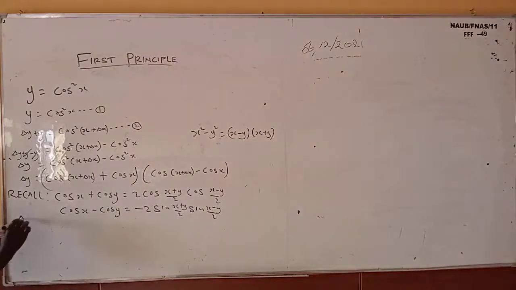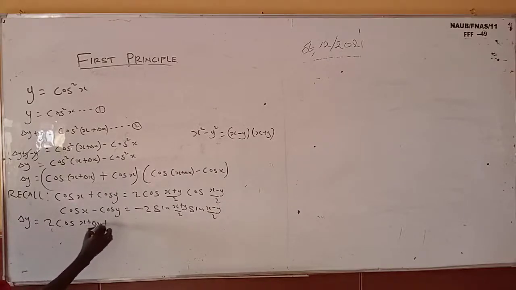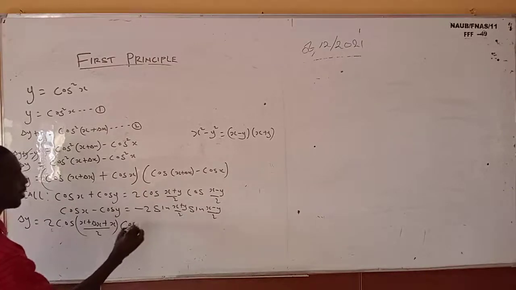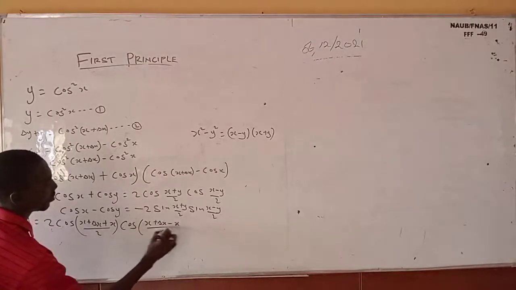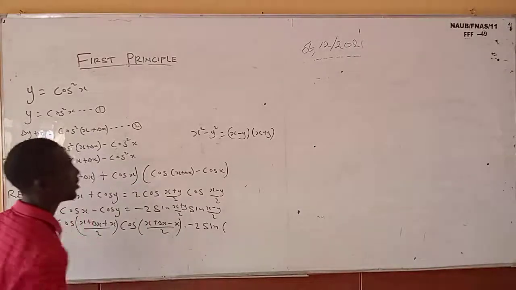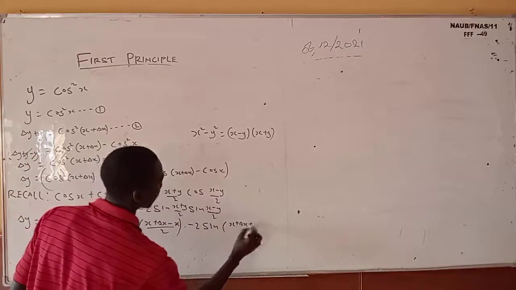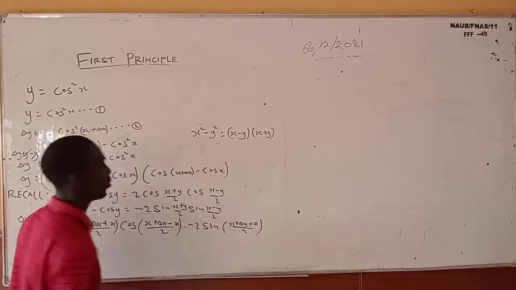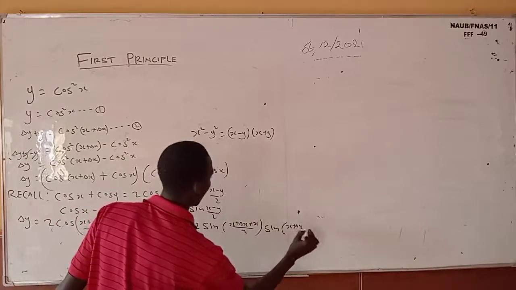So now it means that change in y will be equal to 2 cos, x is now x plus change in x plus y, y is x, over 2, times cos x minus y, which is still x plus change in x minus x, over 2. So multiply by minus 2 sine, x is still x plus change in x plus y, y is still x, over 2, times sine x plus change in x minus x over 2.